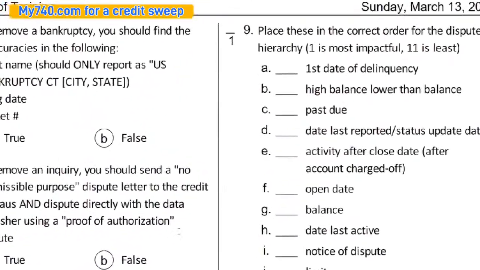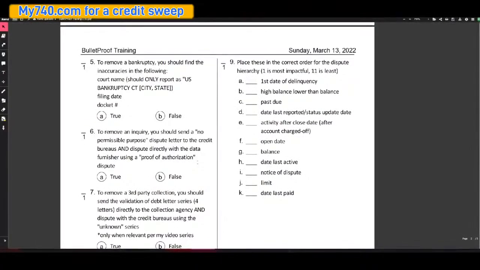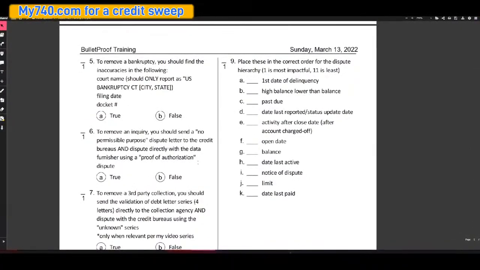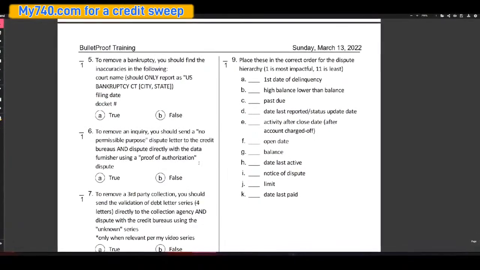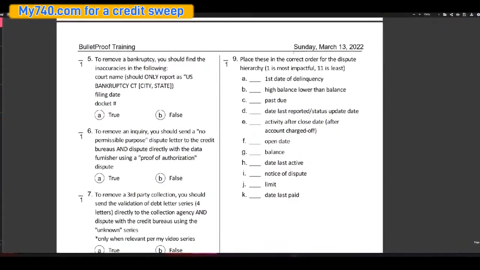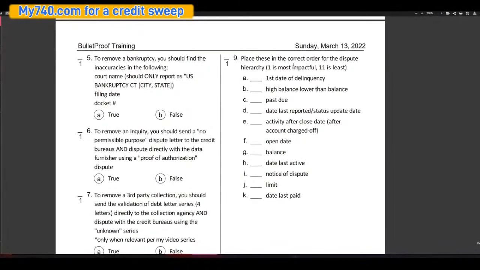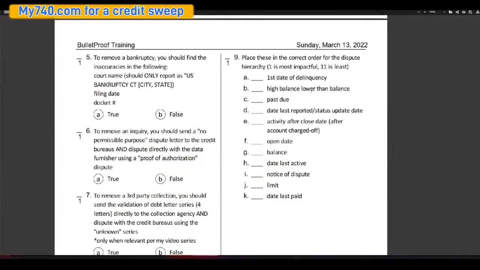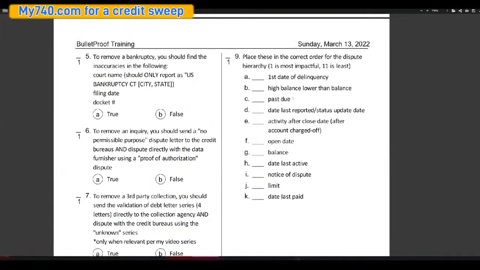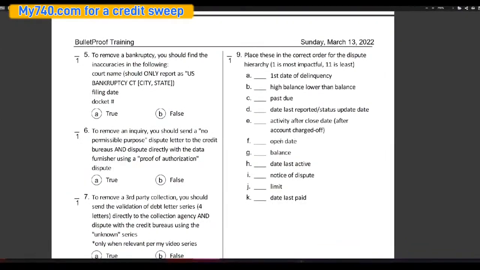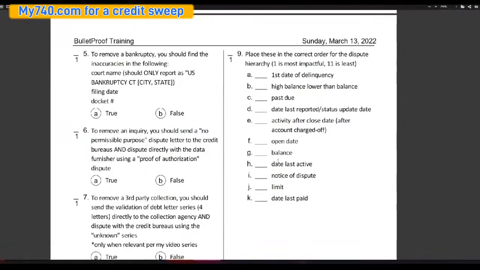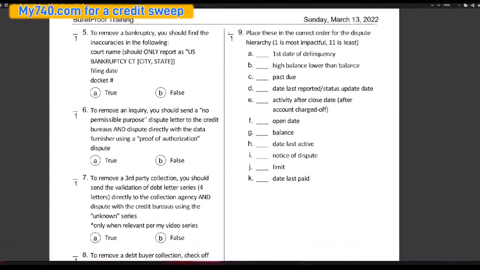And then here, again, is where we place these in order for the dispute hierarchy. 1 is most impactful and 11 is least. Okay, so first date of delinquency, high balance lower than the balance, past due, date last reported, status update date, activity after the close date, after account was charged off, open date, balance, date last active, notice of dispute, limit, and date last paid.